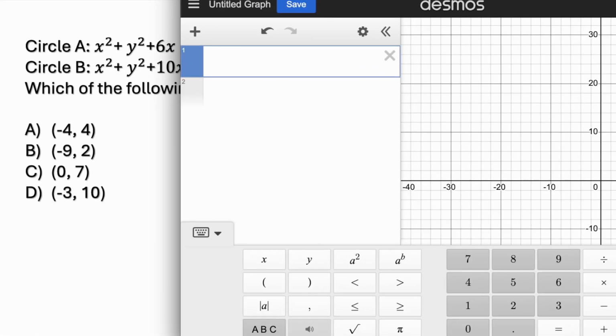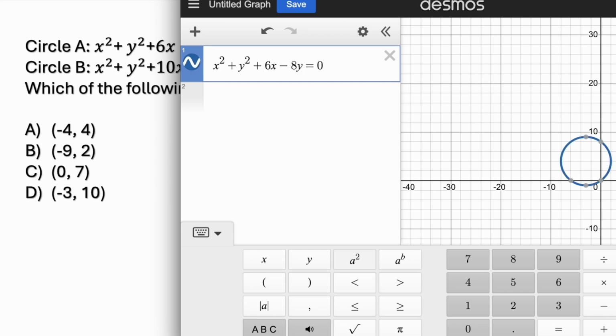Okay, so we have the Desmos screen up here. Now the only thing you have to do is input the equations of the circles, which is x squared plus y squared plus 6x minus 8y equal to 0. That's the first circle, circle A. So there we go, little circle right here.